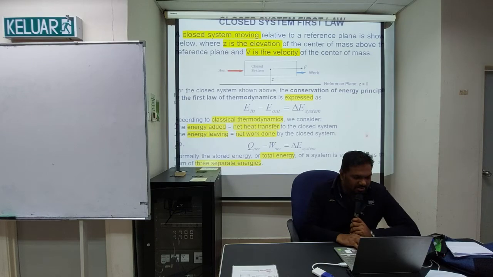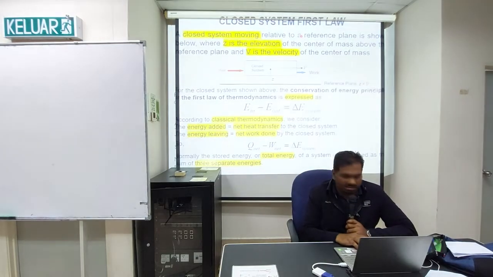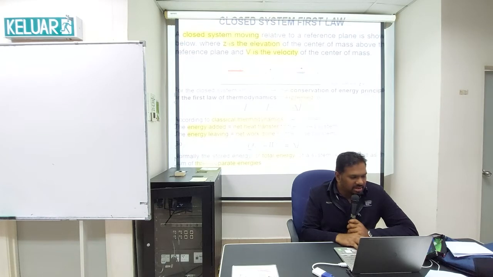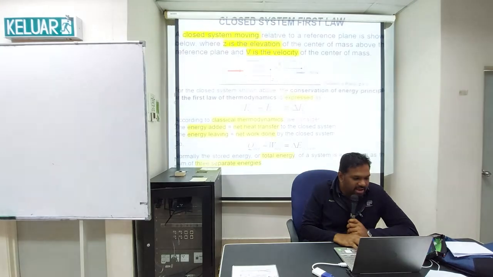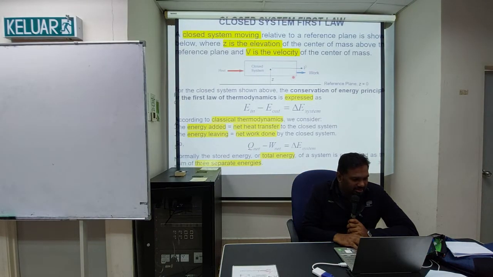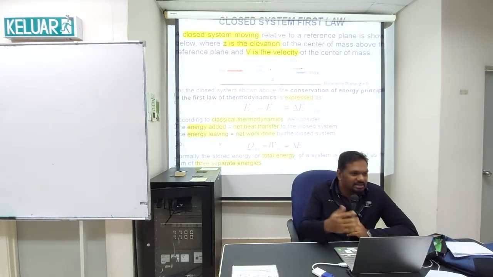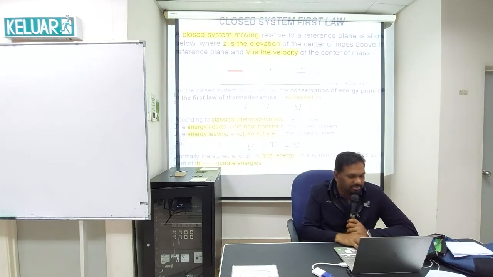Closed system first law. All are related to the first law of thermodynamics. Closed system moving in a relative plane. Z is elevation, meaning height, and V is the velocity. The first law for a closed system is E in minus E out equals the changes in the energy of the system. You already know all this. Energy added and energy leaving, so plus and minus, we already saw earlier. So the final form is Q net minus W net equals the changes in the system.